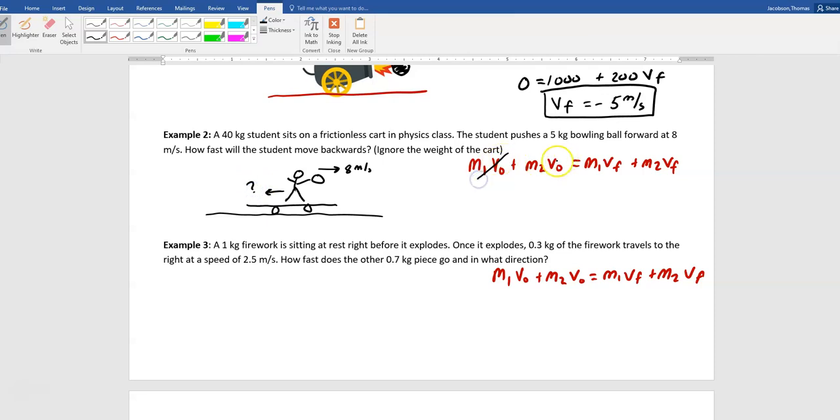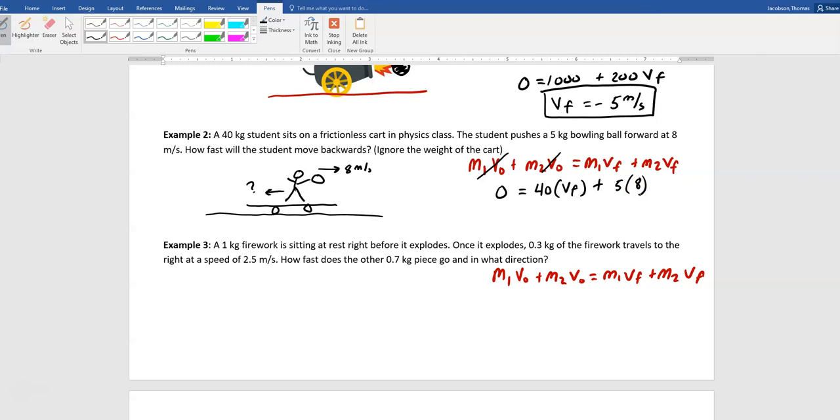Alright, well, this is an explosion problem. They're initially standing at rest with the bowling ball, so that's 0. We've got a 40 kilogram student on a cart. We don't know how fast VF they're going to be pushed backwards. And they push a 5 kilogram bowling ball forward at positive 8 meters per second. Now we've got it set up.